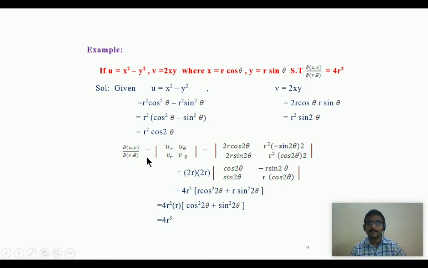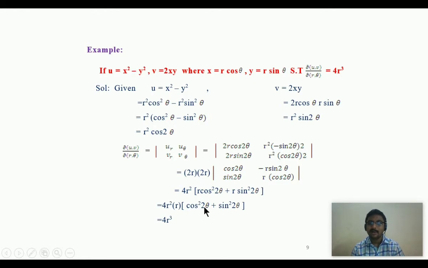to r, theta. It is the determinant value, determinant of u_r, u_theta, v_r, v_theta. u_r means dou u by dou r, u_theta means dou u by dou theta, v_r means dou v by dou r, v_theta means dou v by dou theta. Now evaluating the partial derivatives of u, v with respect to r, theta. Substituting all these values and then simplifying, we will get the determinant value is 4r cube.